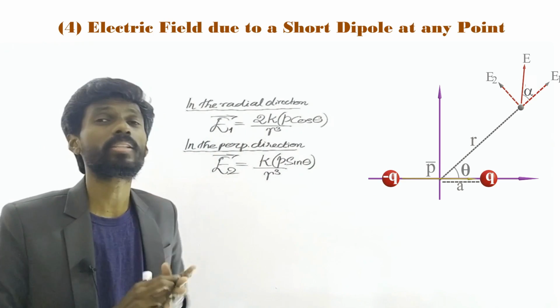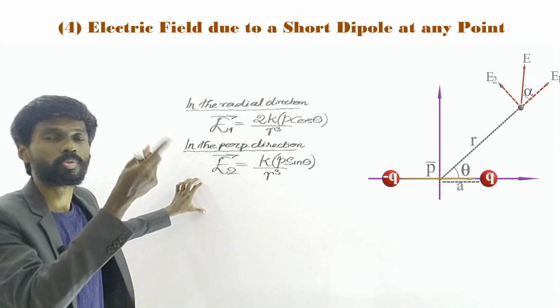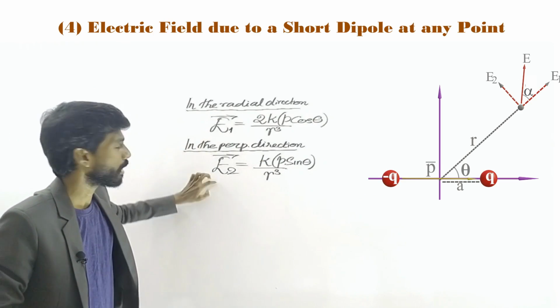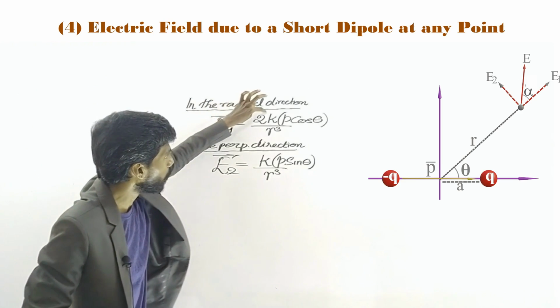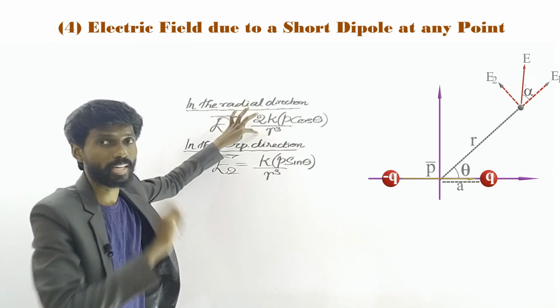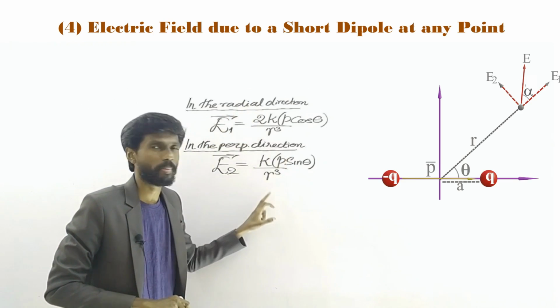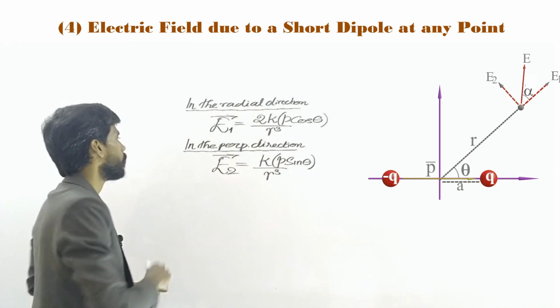These are the two components of the electric field, in two mutually perpendicular directions: E1, E2. Now we have to take the resultant. Simply, the formula is 2kp by r cube, but P here is the component of P in our required direction. Here also it is kp divided by r cube, but here the P is the component in the perpendicular direction. Now our net resultant.